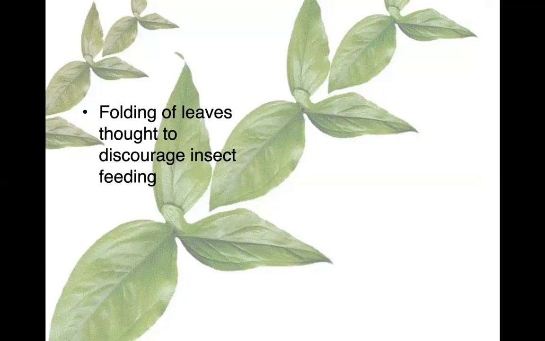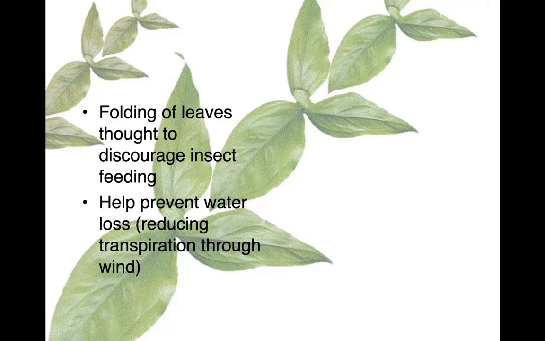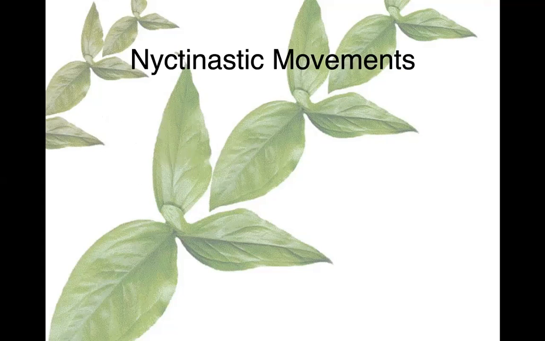So the folding of the leaves is thought to discourage insect feeding. So if there's insects around and it accidentally gets touched, if it folds and kind of, what do you call that? Shoot, I don't know the word. It's not faint, but how it just goes limp, then it looks not appetizing for herbivores. It can also help prevent water loss.